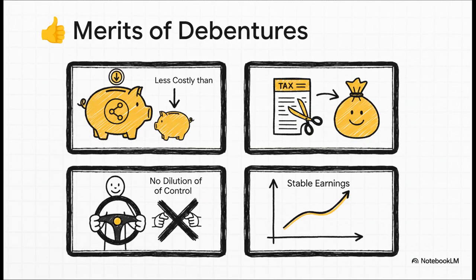Now, this is a pretty clever move. Why? Well, the interest the company pays on these debentures is a tax-deductible expense. That means it helps them save money on their taxes. And the best part? The people who buy debentures are just lenders. They are not owners. So they don't get any voting rights, and the owners keep full control of the company.